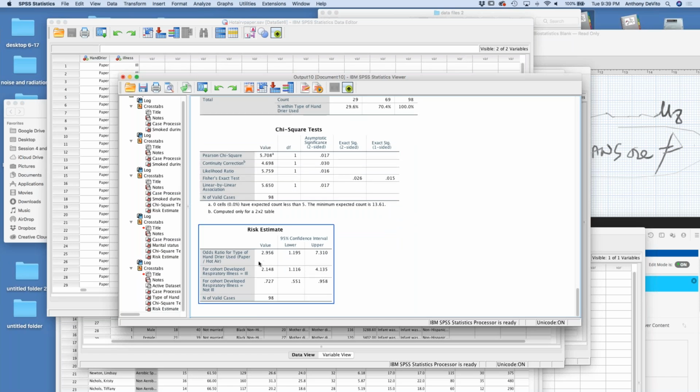In the meantime, for people that use paper versus hot air, the odds were 2.9 times as great that they would get ill versus people that use hot air. And not only that, but my confidence interval for the true value of the odds ratio is 1.2 to 7.3, meaning it's not 1. We're 95% sure that 1 is outside of this interval. So we're 95% sure that the odds for the two groups are not equal. More evidence you can reject the null hypothesis that there's no association between the two groups.